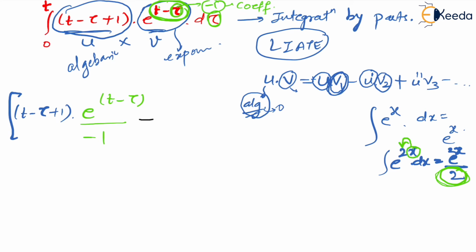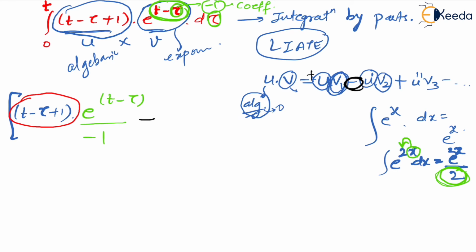Plus. Now minus. Alternate plus minus sign. First was plus, second is minus, right? So I have taken that minus sign. Now if I integrate it by tau, then what happens? Yes. First one, derivative. We will take derivative of the first term.